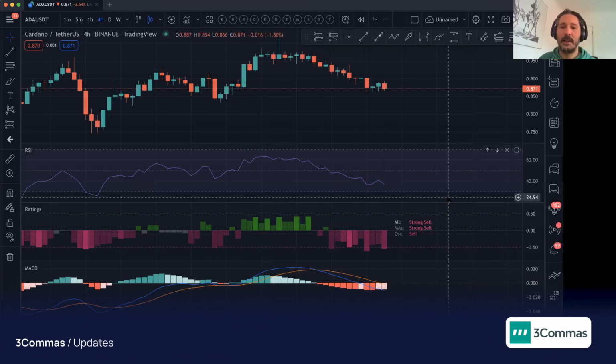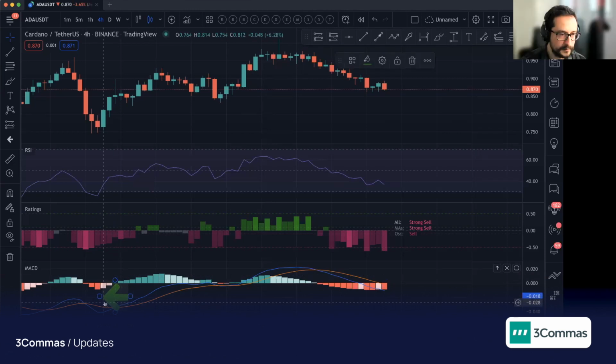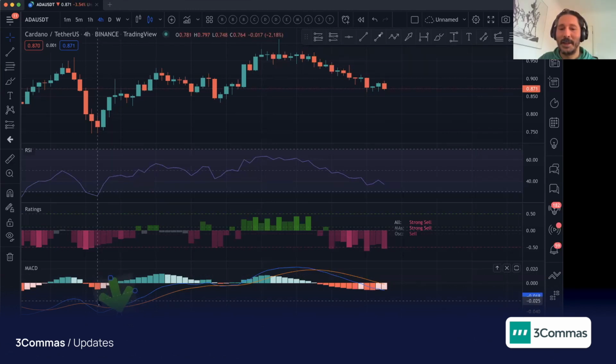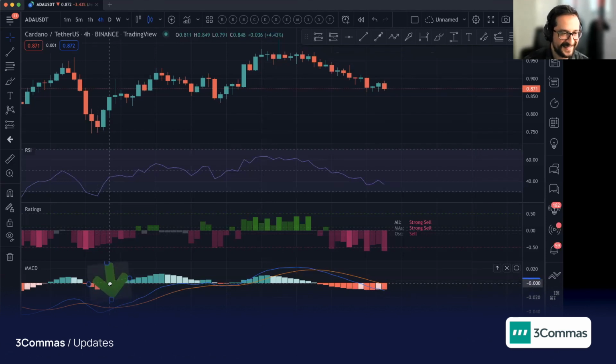Sure. So we can actually put an arrow. This is like the perfect MACD signal. It's right here. If we can get this arrow to draw. Oh, you can use this. There we go. That's better. So it's right on that cross there.